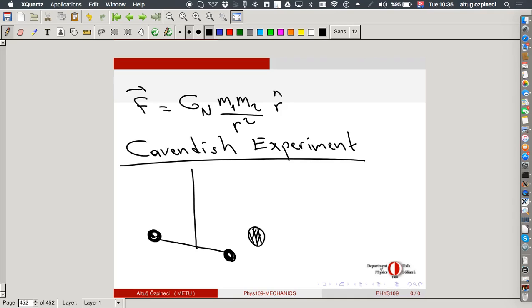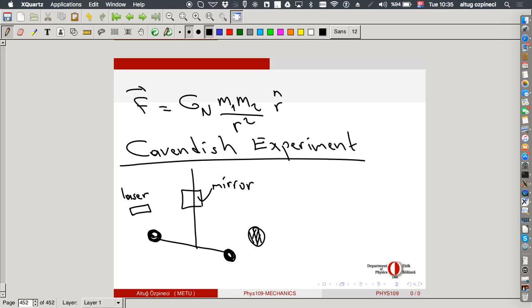You can measure it by determining how much this string rotated. The rotation angle will be very small, so it will be hard to measure the rotation angle directly. So what you do is you attach a mirror. This is the mirror you have. You just shine a laser light.